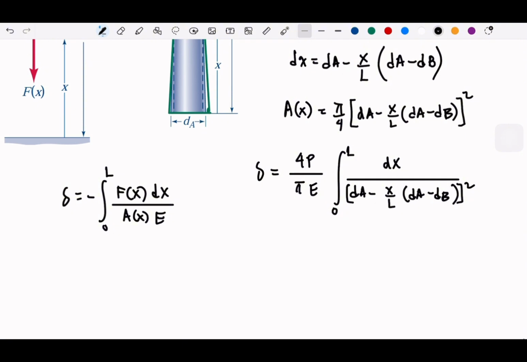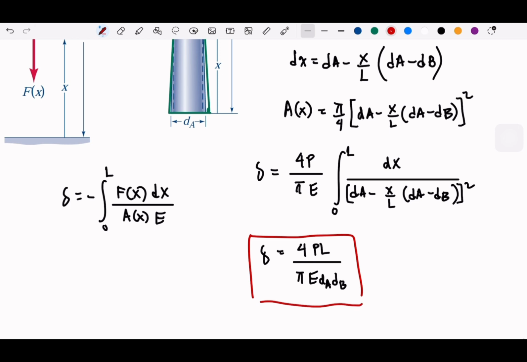So basically you will have L, you will have L, and then you can write this will be pi E dA and dB. Okay, that's the result after you get the final integrations.